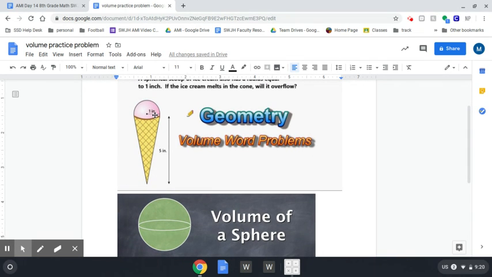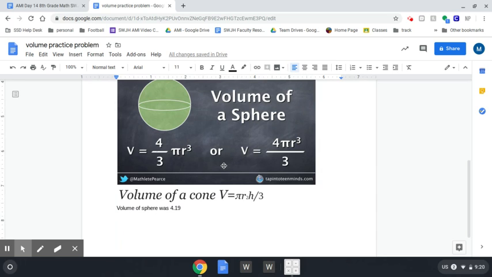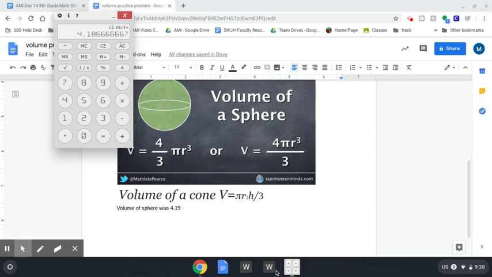We're going to put in 1 for the radius of the cone. Remember, the radius goes from the center to the edge, and then the height is 5. And so when I square it, 1 squared is simply going to be 1. So let's look and see what we get for this. 3.14 times 1 squared, which is just 1, times the height, which is 5. Take that answer and divide it by 3.